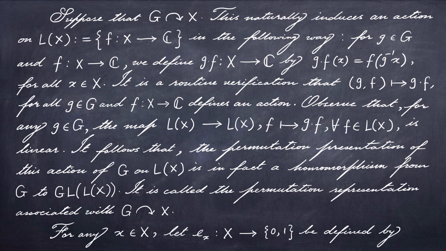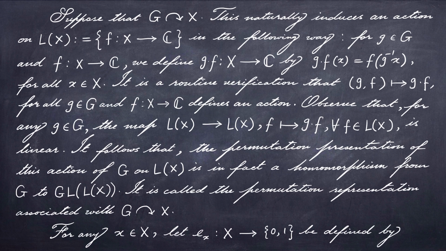Since for each g this is a linear automorphism, therefore we indeed get a homomorphism from G to GL of Lx. So let me again repeat that G acts on Lx, and corresponding to every group element g, the symmetry that we obtain is in fact a linear symmetry, that is a linear automorphism. Therefore, if we now look at the permutation representation of this action of G on Lx, we in fact get a homomorphism from G to GL of Lx, because corresponding to every group element g, the symmetry that we are getting lies inside the general linear group of this vector space Lx.